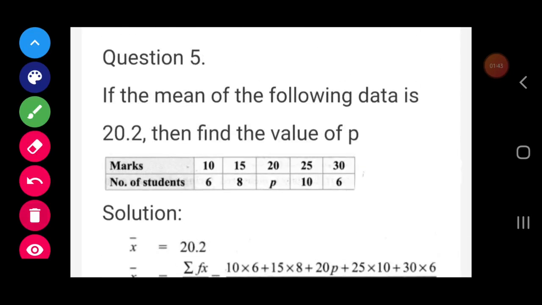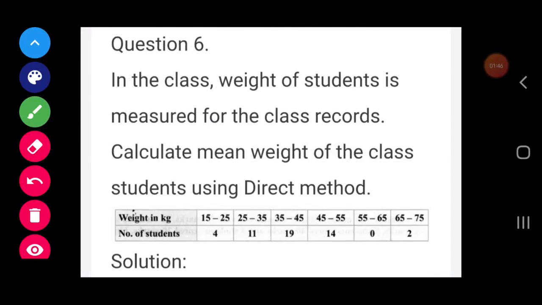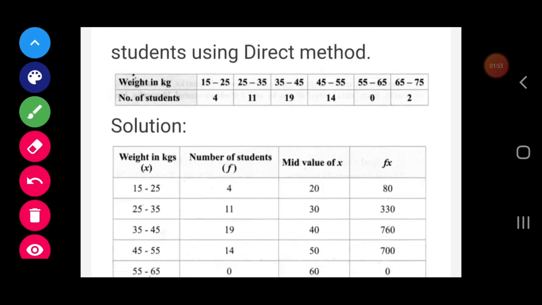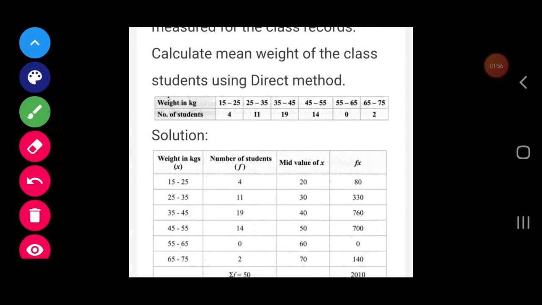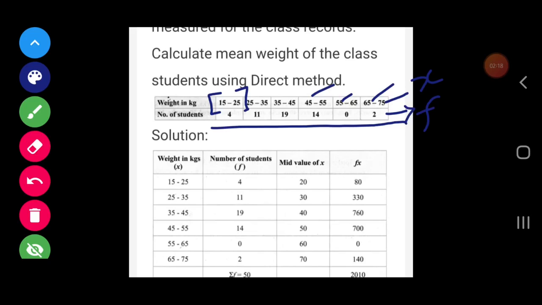Now question number 6. In a class, the weight of students is measured for the class records. Calculate the mean weight of the class students using the direct method. Here continuous data has been given, that is, the range of limits: 15 to 25, 25 to 35, 35 to 45, 45 to 55, 55 to 65, 65 to 75. This value we have to take as X. Here the number of students, this value we have to take as F.